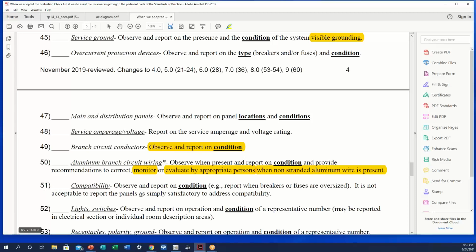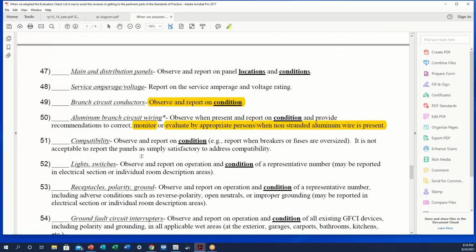Okay, 51, compatibility. If the wire is not the correct size, is that wrong? That's absolutely wrong. Okay, lights and switches. Observe and report a condition. Representative number, everybody. I don't have to climb behind the couch and check every receptacle.